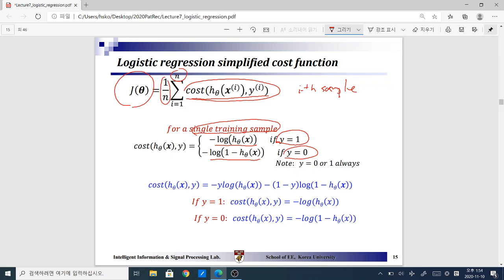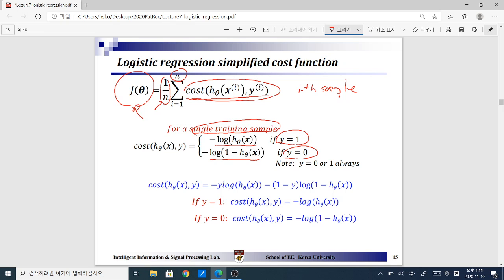And then you sum all these individual costs, and then you divide by the number of samples, which is n. So this means that J of theta, which is the error function, essentially is the average cost of making mistakes.